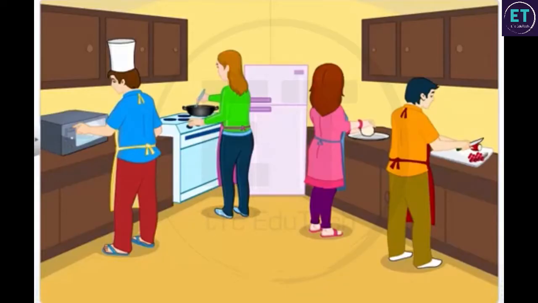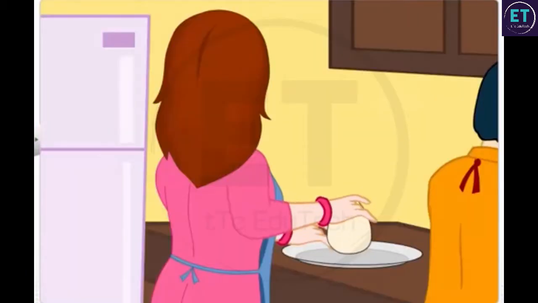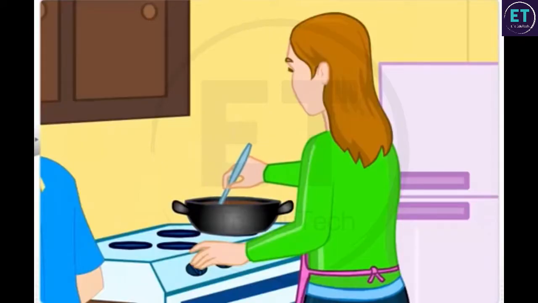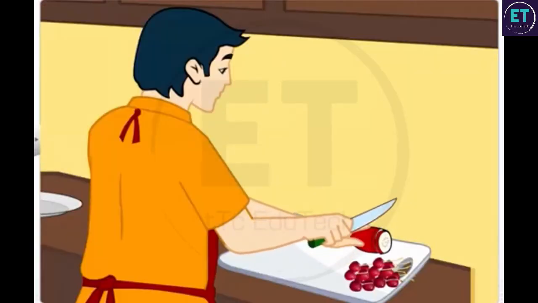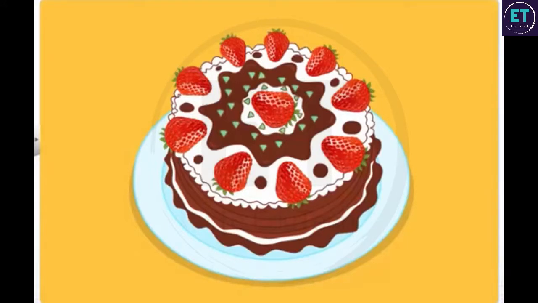It's a busy day for this group of friends. They are working hard at baking a cake. One of them is preheating the oven. One is making the batter. One is melting the chocolate. And one is preparing the decorations for the cake. Wow! There's the cake. That's great teamwork.